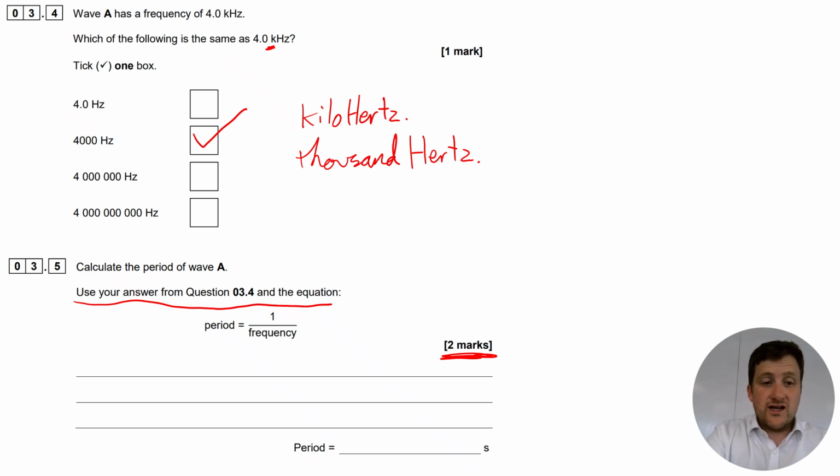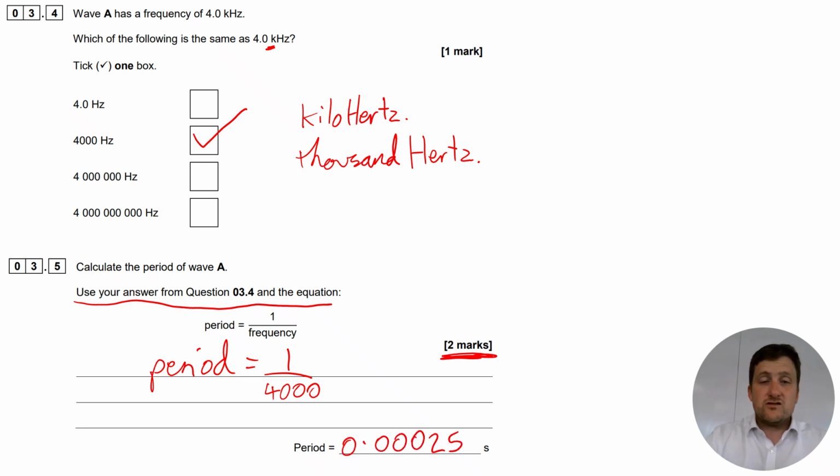So, what does it say? It says calculate the period. Well, we're going to write period equals 1 over, and then we worked out the frequency as 4,000. And so our answer is going to be, if we put that into a calculator, 0.00025. Some people's calculators may not do it like that. They may actually do it as standard form, and that is acceptable. It may say 2.45 times 10 to the minus 4. That is also acceptable as an answer, so don't worry if your calculator says that.